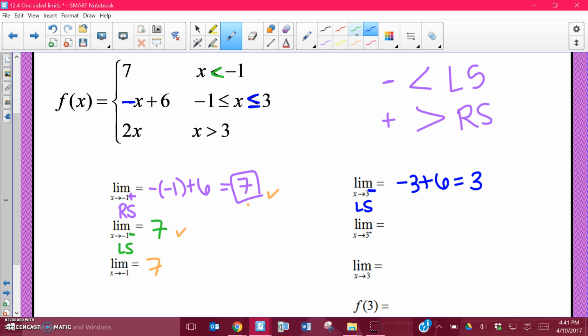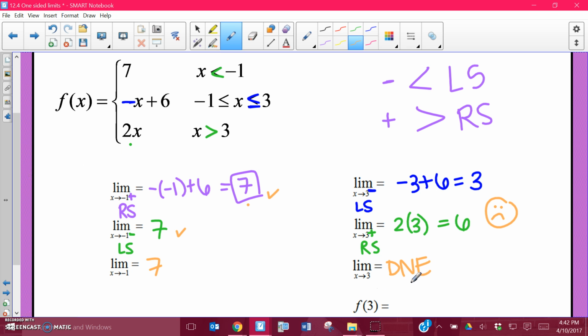Okay, then I'm going to do the same thing from the right side, because that's what that little plus sign means. And now I'm looking for greater than. So I'm going to have 2 times x, which is 3, and that gets me 6. So if I look here, my left side doesn't equal my right side, which means that my whole limit does not exist. However, there is a function value at 3.